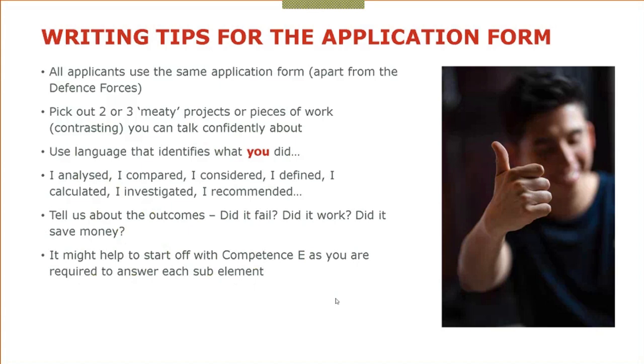Now, some applicants like to start off with competence E because for each competence, you need to provide us with about 400 words of text, and you can answer each subcompetence or you can just provide a block of text that covers both of the subcompetencies within your answer. However, for competence E, it's divided down into 5 sub-elements and you need to write out about 80 words for each sub-element. So some people like to start off with competence E because it's a little bit more structured and it's easier to answer that. And it means then you think when you're writing your application form, great, I've got E done, I've only got the other 4 to do now.